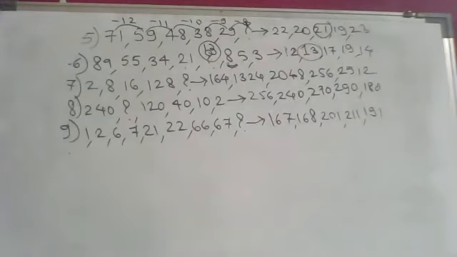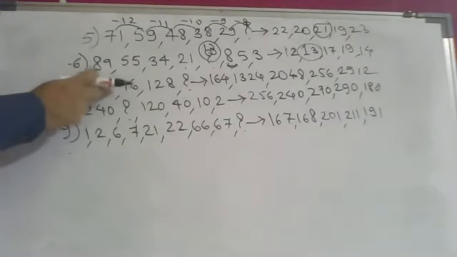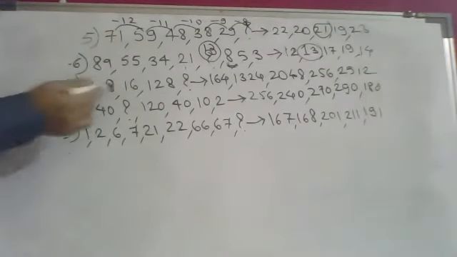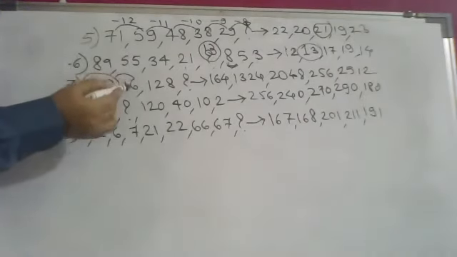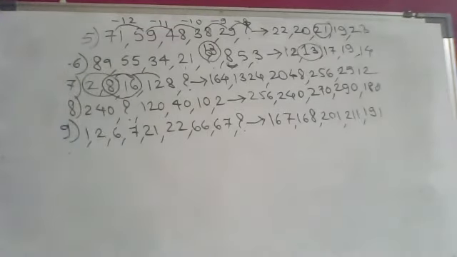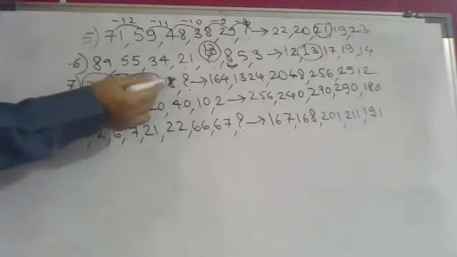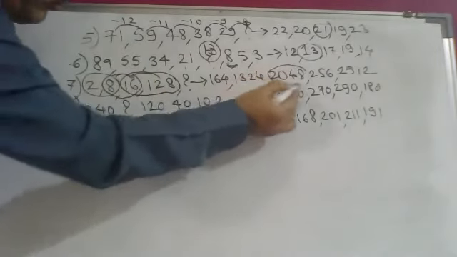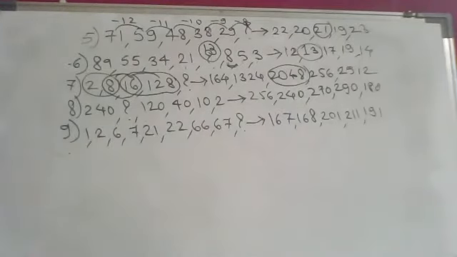Question number 7. Again, we can think in this way. 2 multiplied by 8 is 16. 16 multiplied by 8 is 128. 128 multiplied by 16, that is 2048. Someone answered already. Very good. Check your answers. We'll move ahead.